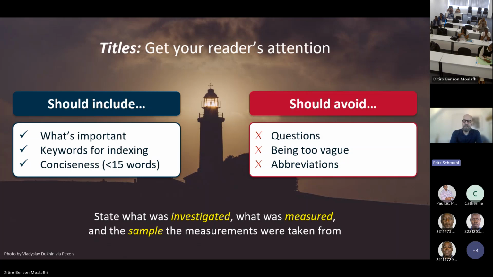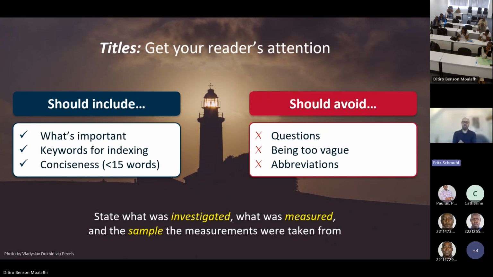However, if you are targeting a highly specialized audience in a very specialized journal, that may be fine, but still do try and figure out whether an acronym, abbreviation, or any kind of jargon is extremely well known. Otherwise, try and avoid that.